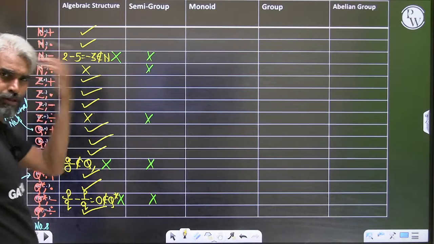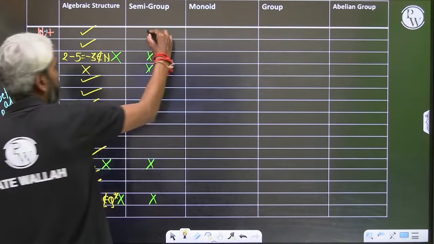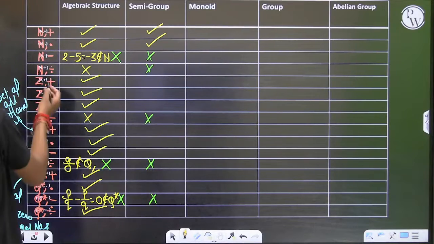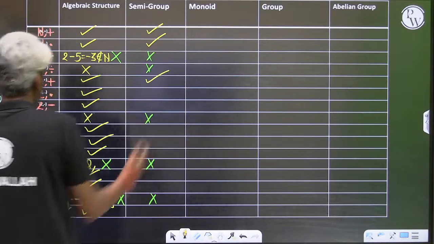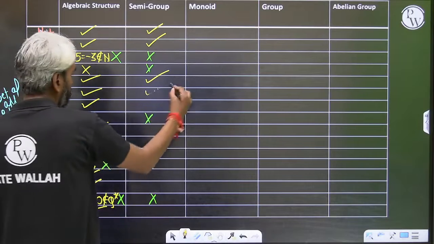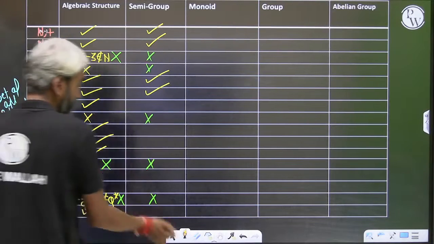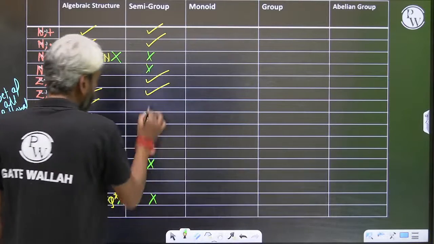Addition is associative. Now let's talk about this. Sir, addition is associative. Yes, sir. Multiplication is associative. Yes, sir. Here also, addition is associative, sir. Multiplication is associative. Yes, sir. Is subtraction associative? No, sir. Subtraction is not associative.